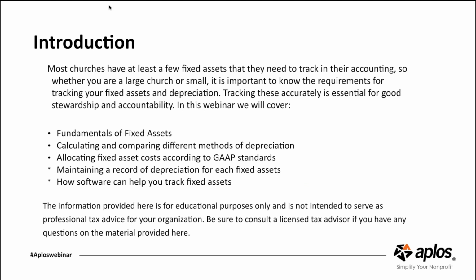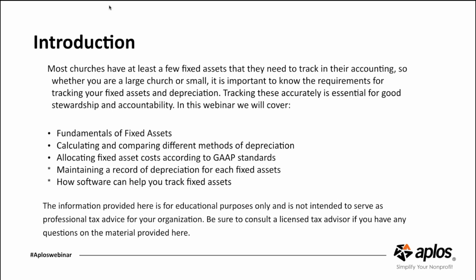So here's a little intro. Most churches have at least a few fixed assets they need to track in their accounting. Whether you're a large church or a small church or a nonprofit, it is important to know the requirements for tracking your fixed assets and depreciation. Tracking these accurately is essential for good stewardship and accountability. With any church or nonprofit, you need to keep track of your money, your debt, your income, and your expenses, as well as all of your other possessions.